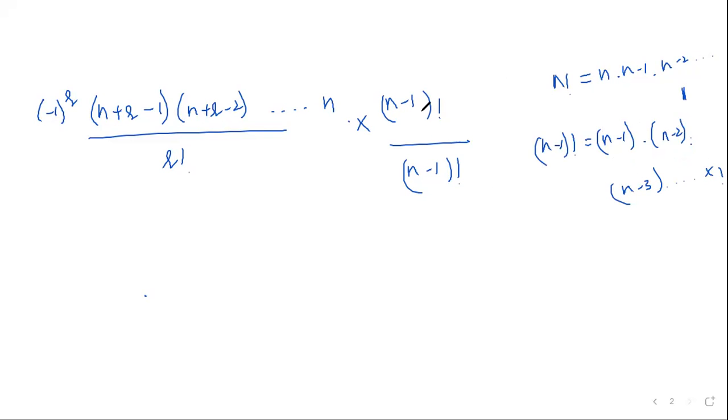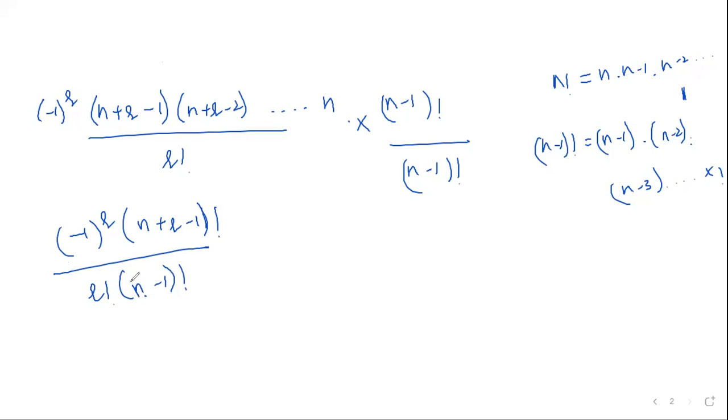Now if I multiply both numerator and denominator with n minus 1 factorial, we have n plus r minus 1, n plus r minus 2, n plus r minus 3 till we get simply n. Then after n we have n minus 1, n minus 2, n minus 3 and up to 1. Now this entire numerator is n plus r minus 1 factorial. So minus 1 power r into n plus r minus 1 factorial by r factorial into n minus 1 factorial.